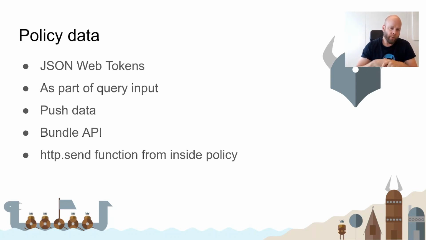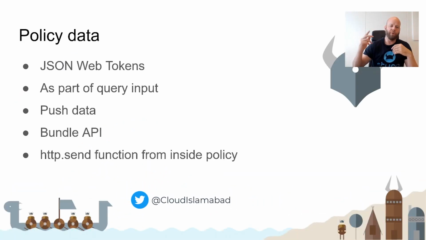In many cases, though, we might need more data than that. And for those cases, we can either push data into OPA. This could be maybe a list of all users, or maybe a list of all roles, and associated actions that should be allowed with those roles. So we can either push data into OPA, or we can use the bundle API, which basically means that OPA goes to some remote endpoint to fetch data rather than having it pushed into it.